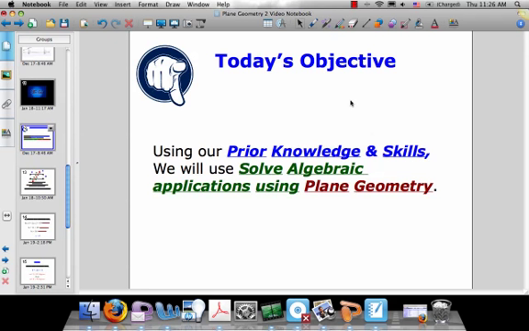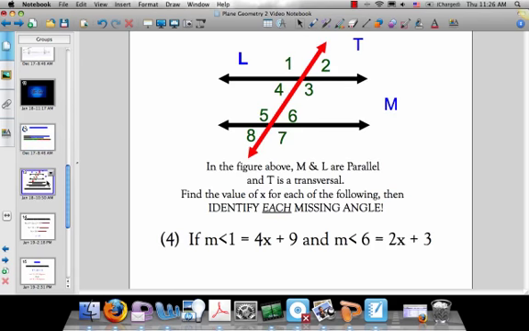All right, hi and welcome to another installment of Math Basics with Mr. Besh. Today what we're going to do is use our prior knowledge and skill to solve algebraic applications using plane geometry. I've selected two example problems from a sheet we've done in class, and I want to walk you through this step by step.